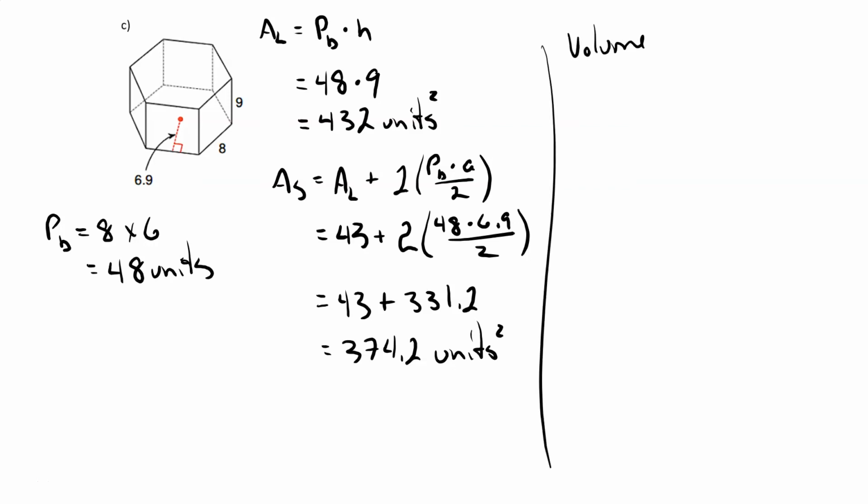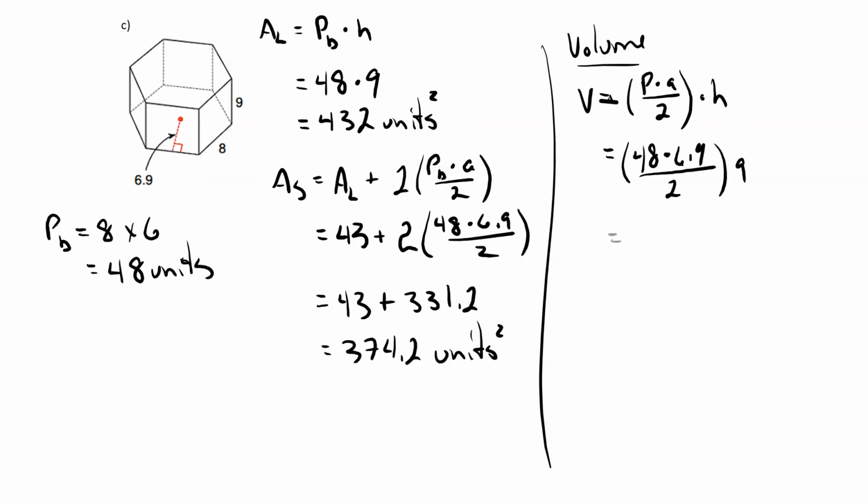Finally, the volume. The volume is equal to the area of one face, or one base, times the height. So that's equal to the perimeter times the apothem divided by 2, times the height. We've got 48 times 6.9 divided by 2 times the height of 9, which is equal to 1,490.4 units cubed.